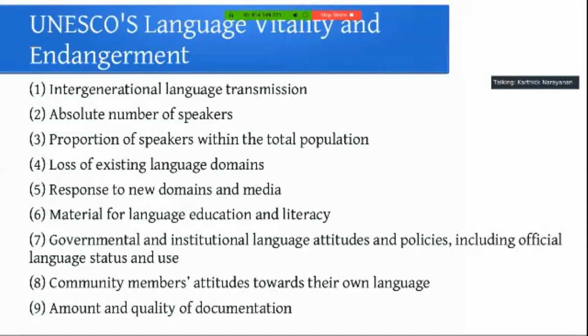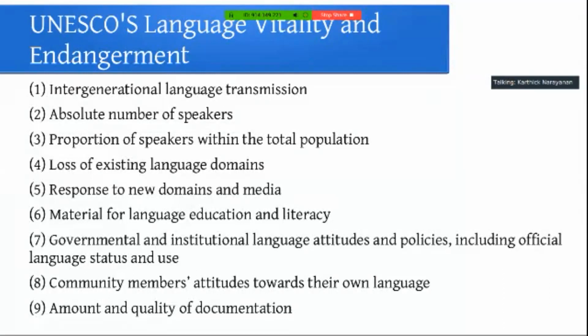Then they're asking a very important question: how much material, or what is the quality of the material, do you have for language education and literacy? And the next one is, do you have government and institutional backing? What are the government's and institutions' language attitudes and policies? Do you have official status, and what are all those governmental supports that you get? And then the eighth: do the community members have a positive attitude to the language?